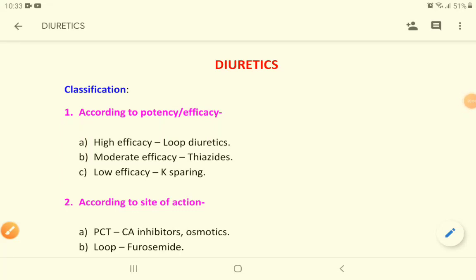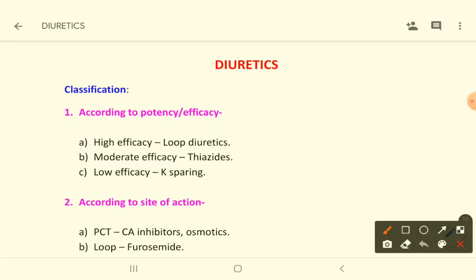Okay, today we are going to talk about the diuretics. So, what are diuretics? Diuretics are the drugs or agents which increase the volume of urine. That means these drugs increase the production of urine.